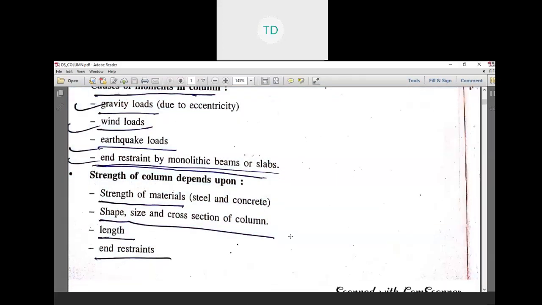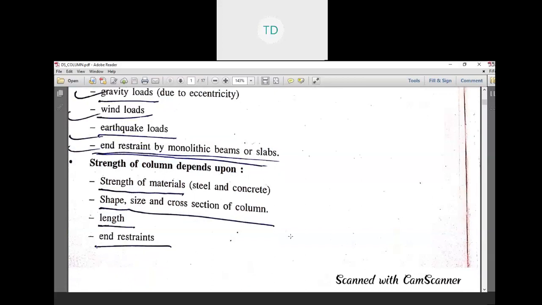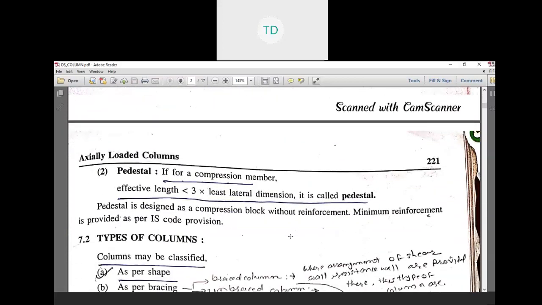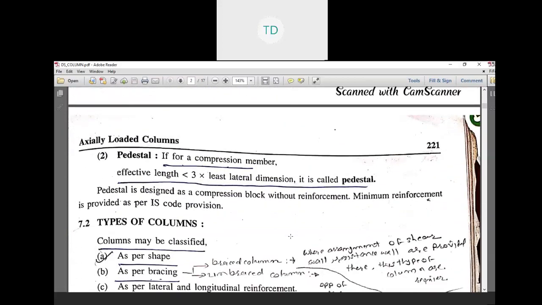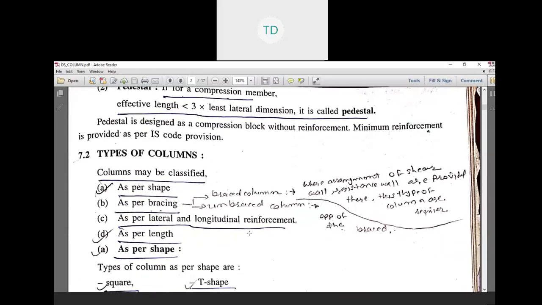Strength of column depends upon, first, strength of material, which includes steel and concrete. Second, shape, size, and cross section of column, length, and restraint. Pedestal. For a compression member, if the effective length is less than 3 times the least lateral dimension, it is called a pedestal. A pedestal is designed as a compression block without reinforcement. Minimum reinforcement is provided as per IS 456 provision.